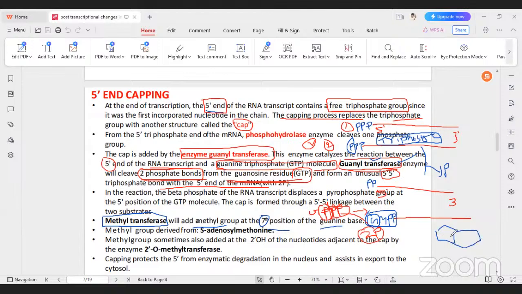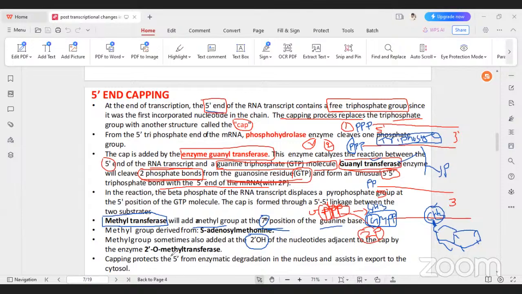It's a rough diagram. Here the carbon 1, 2, 3, 4, 5, 6, and here the 7. The seventh position of the carbon, the methyl group is added. So in the guanine, at the seventh position, the methyl group is added like this. Sometimes the methyl group is also added at the 2-hydroxy position also, but mostly at the seventh position.